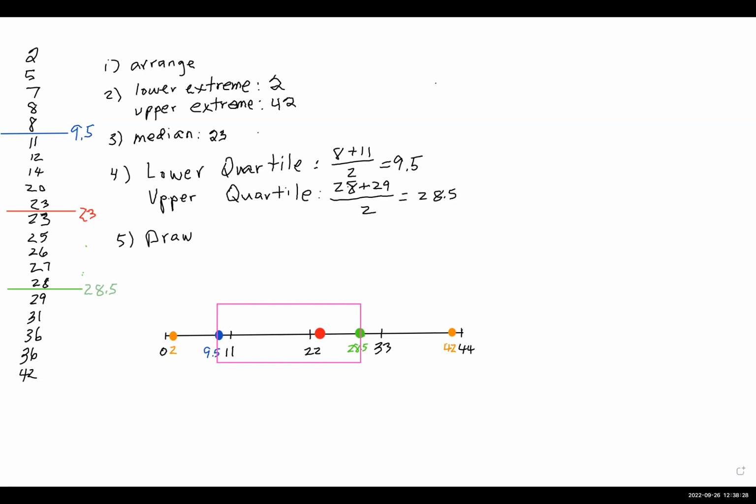Well, wait a minute. Before we go on, we draw a box from the lower quartile to the upper quartile. Then we draw a vertical line through the median. So it looks like that's a terrible job, Brent.